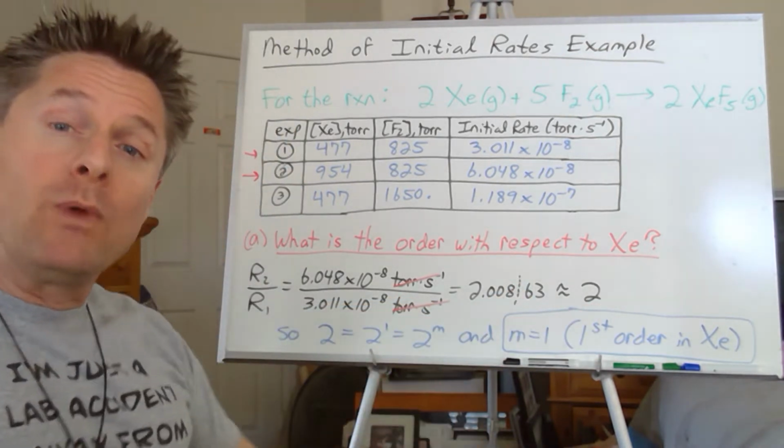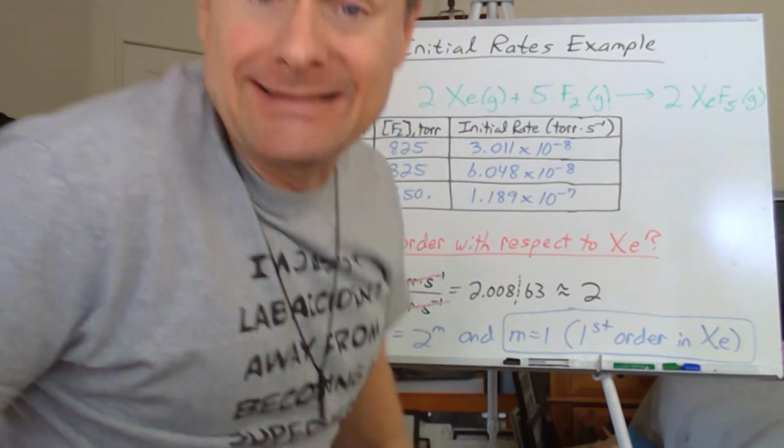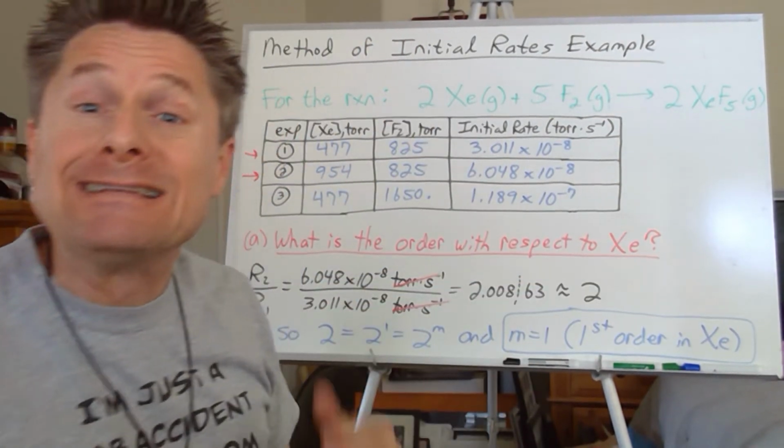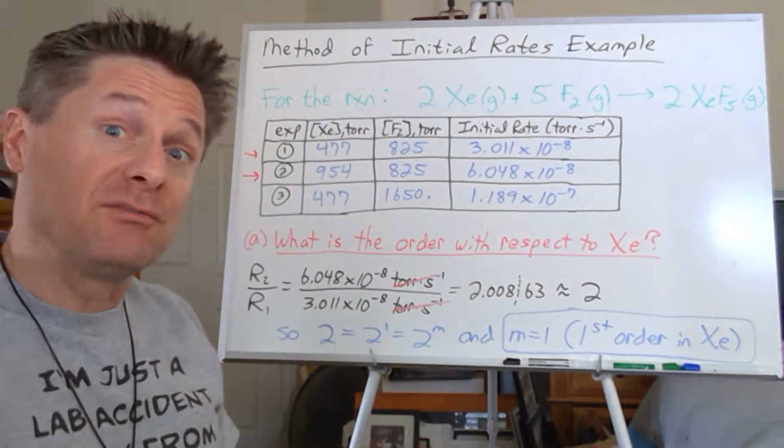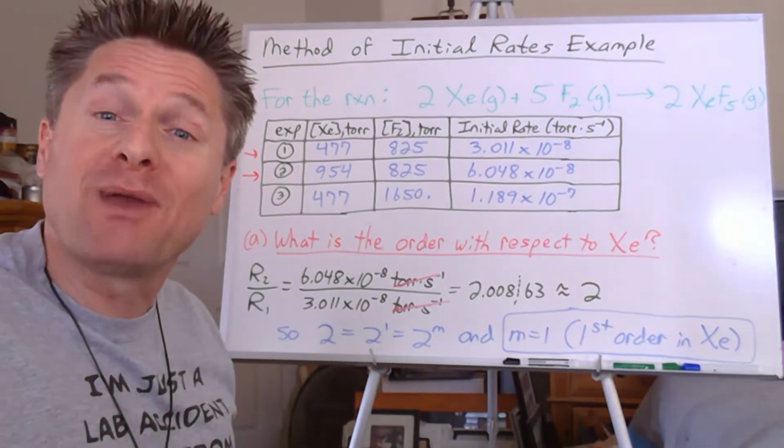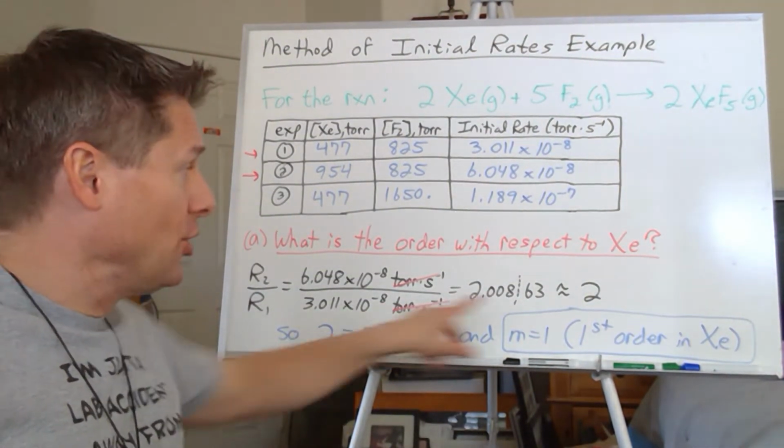So that means when we hold fluorine constant and we double xenon, the rate doubles, right? Now, you could just memorize that means it's first order with respect to that reactant. Or you can say, well, 2, right?